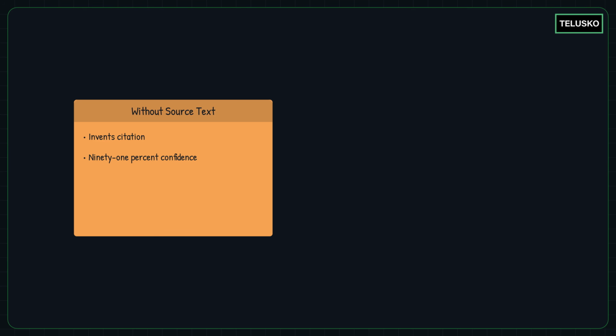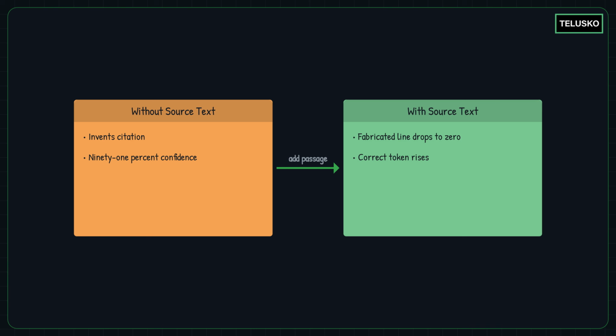Let us say we ask a question about a specific contract clause. Before, the model invents a citation at 91% confidence. Once the genuine passage sits in the prompt, that fabricated line drops sharply and the correct token takes its place.